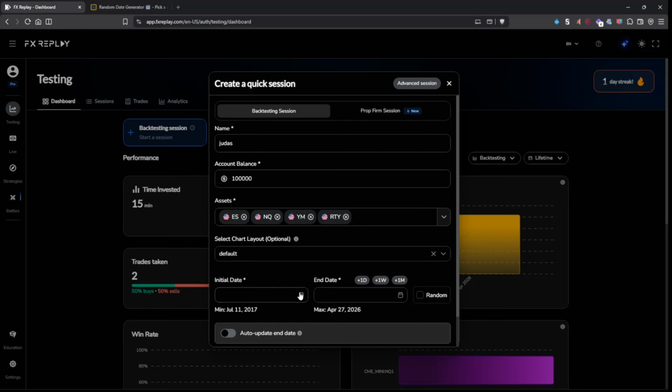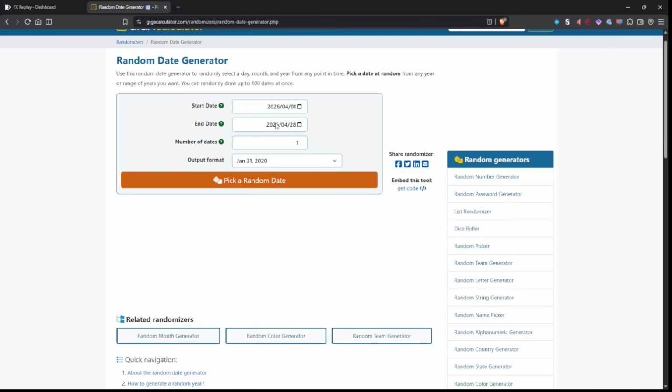So to make this fair, we're going to use a random date generator to avoid hindsight bias. I've already got the website loaded up. Then we're going to look for a date anywhere between 2023, since that's around the time we started trading this, and 2022. And then our end date is going to be today, which you can see here, it's the 28th of April.